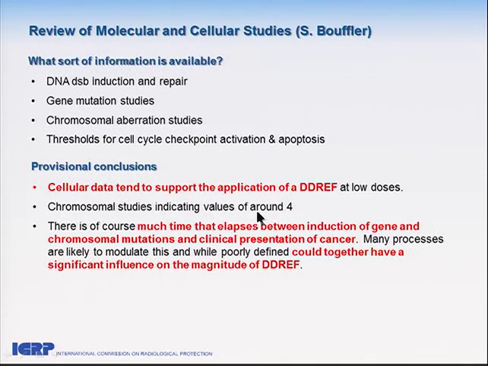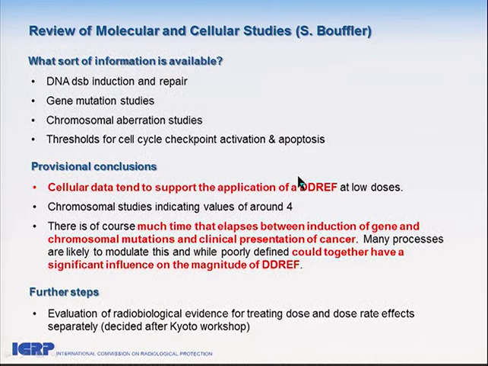The very provisional conclusion is that cellular data indeed tend to support application of a DDREF, and typical values, you can interfere, Simon, if you don't like what I'm saying, were about a factor of 4. But one should keep in mind, if you look at those cellular molecular data, that much time elapses between induction of gene and chromosomal mutations and the clinical presentation of cancer, many years and even decades. During that time, many processes are likely to modulate this, and we may not even know some of these processes, but together they could have a significant influence on the numerical value of DDREF.